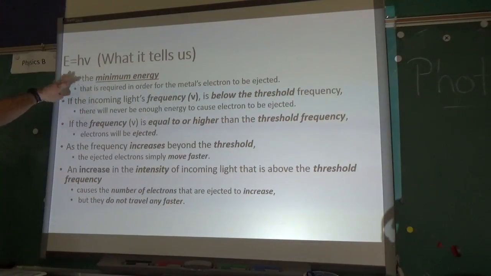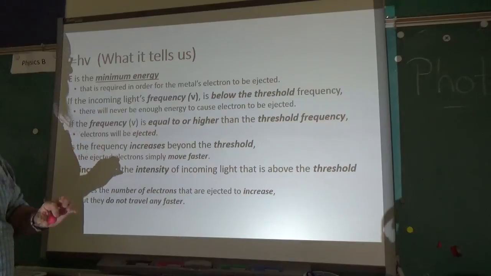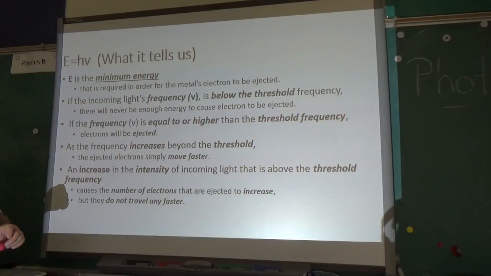So if I have a set number for my energy that I know will work with this metal, and my v is too low, I'm not going to get the energy. If it gets higher, I will eventually get to the part where it will start ejecting and its speed will go up. And then a spot where it just sort of stops. It hits its maximum.